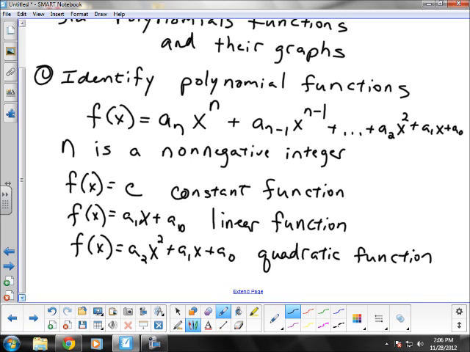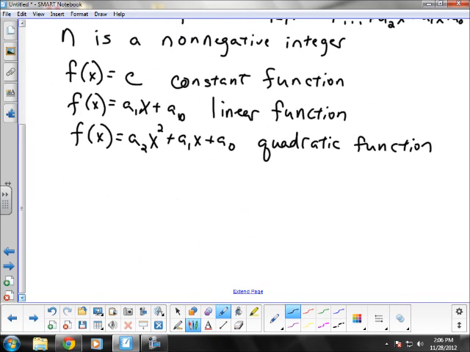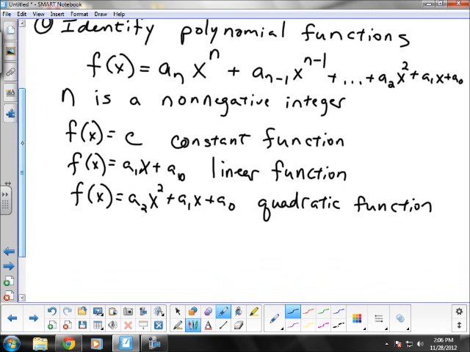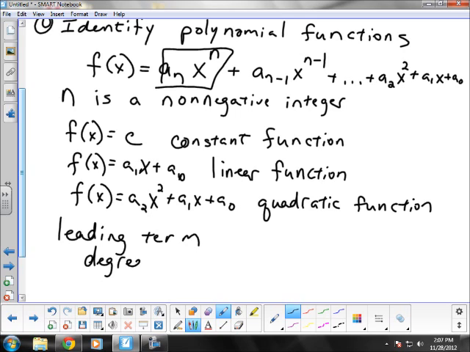Now, when we talk about this stuff, we do need to look at my formula. This term right here, which is the term that's got the highest exponent in it, is called my leading term. My leading term tells me the degree, because the degree of the entire polynomial is the degree of the highest term. So the degree of this particular polynomial is n. And it comes out of the term that's got the highest power, and it ought to be at the beginning if you've got it in descending order like you're supposed to.